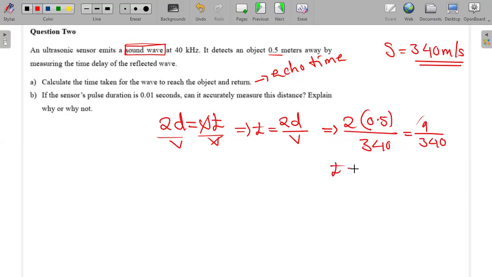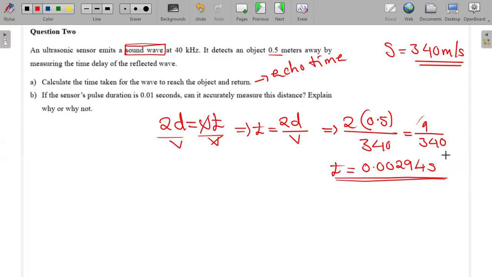That means the total time that it takes for the wave to reach the object and return back to be detected by the sensor will be equal to 1 divided by 340. This is giving me 0.00294 seconds. So this is the time it has taken for the wave to reach the object, but also return back and get detected.